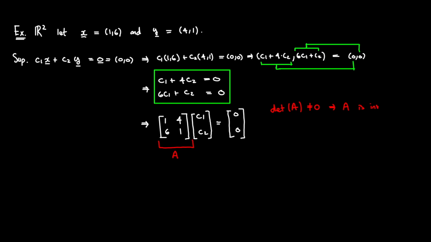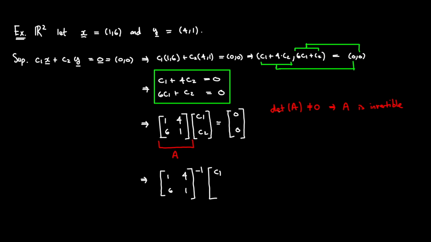In other words, A is invertible. So in this equation here, we can multiply both sides by the inverse. So we have here 1, 4, 6, 1 here and here, inverse times this. What I'm doing now is just multiplying the inverse on both sides.